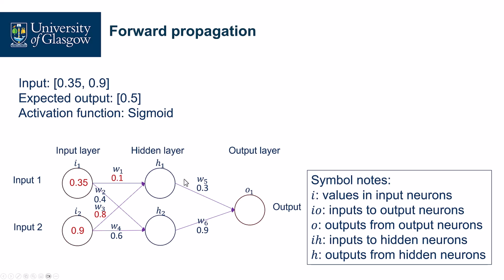H1, right? We first calculate H1. So we first need to know what the input of H1 in the hidden layer is. There are two routes for the input. The first one is I1 multiplied by W1, so it's here. And the other route is I2 multiplied by W3, right? So we can see here 0.9, 0.8, 0.35, 0.1. So we can get a result.